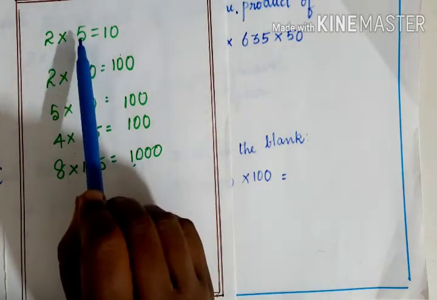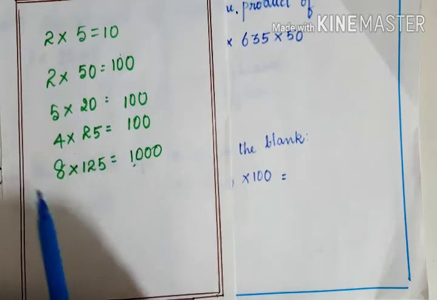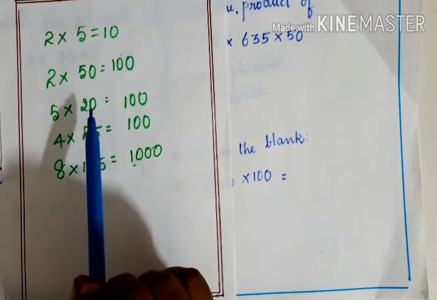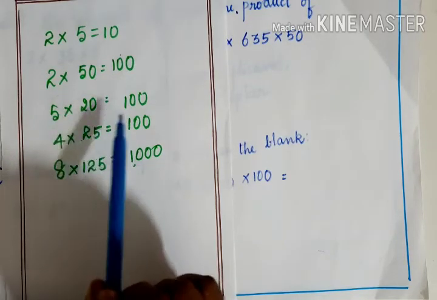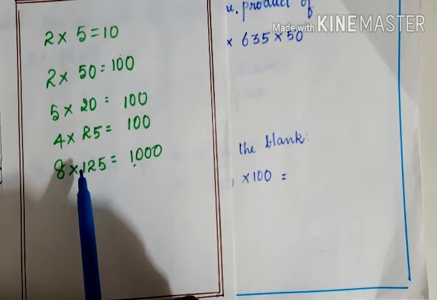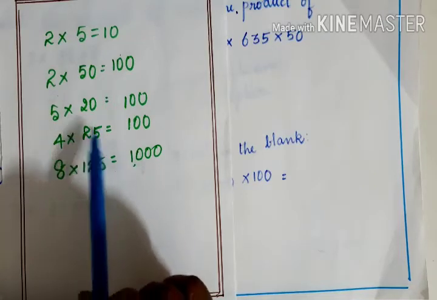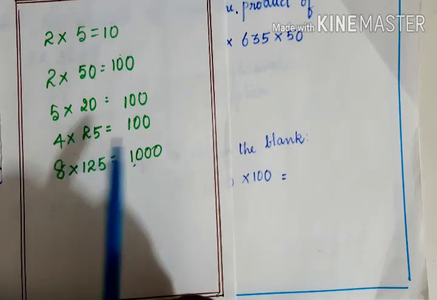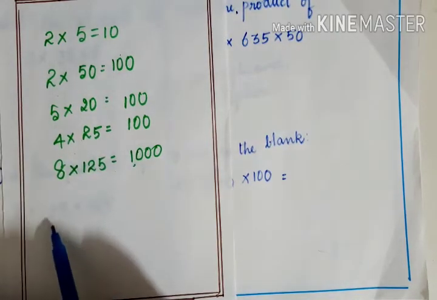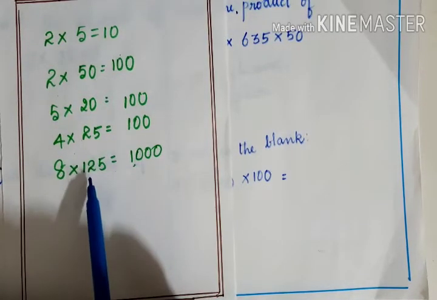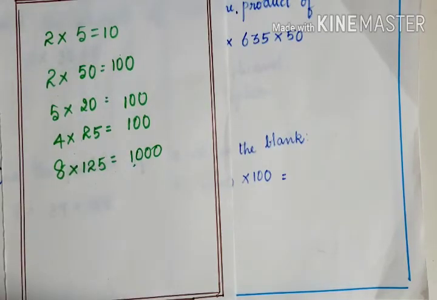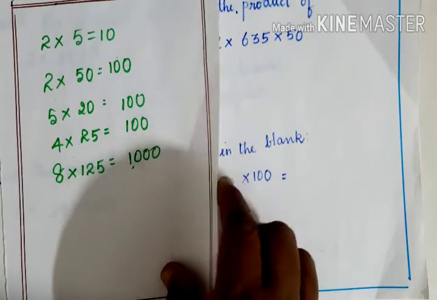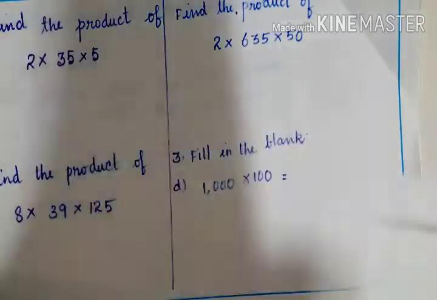2 5-rupee notes make 10 rupees. 2 50-rupee notes make 100 rupees. 5 20-rupee notes make 100 rupees. There is no 25 rupees, but there was a 25 paise coin. So 4 25-paise coins make 100 paise. So you keep this in your mind. 125 into 8 is 1000. So with this, what kind of sum are we going to do in multiplication?